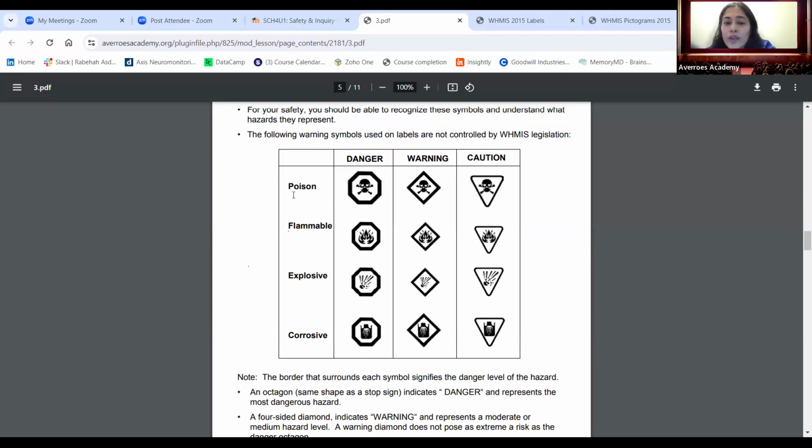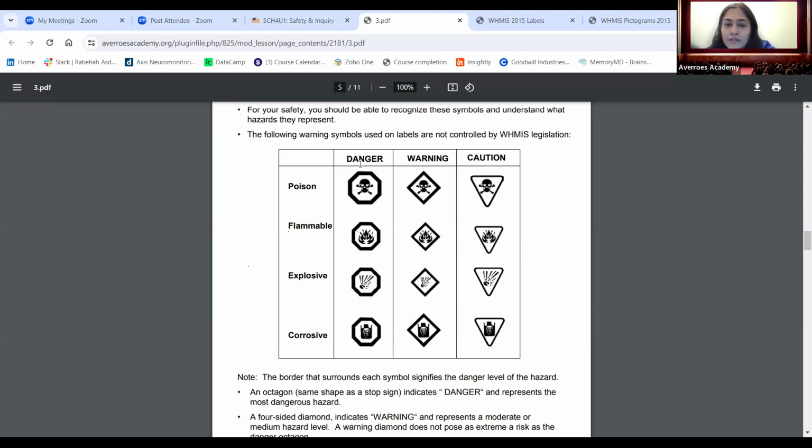So the symbol with the skull and bones means poison. This fire or flames right here means it's flammable. And then explosive has a bomb with lines coming out of it and dots. That means it's explosive. And then we have corrosive, which means that it can injure your skin.